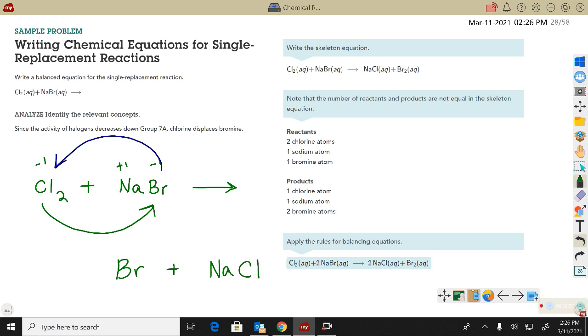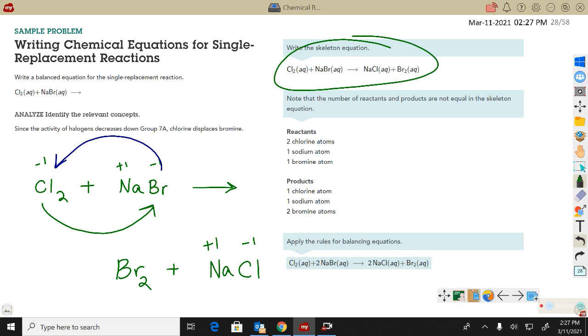Now, once I make those new products, I've got to check a couple things. Number one, is your new single element diatomic? And the answer here is yes. All the halogens, when they're by themselves, not bonded to something else, are diatomic. So that is Br2. Then the second thing I've got to check, if I make a new compound, is the charges. We've got to make sure that it's neutral, which this would be: +1, -1.